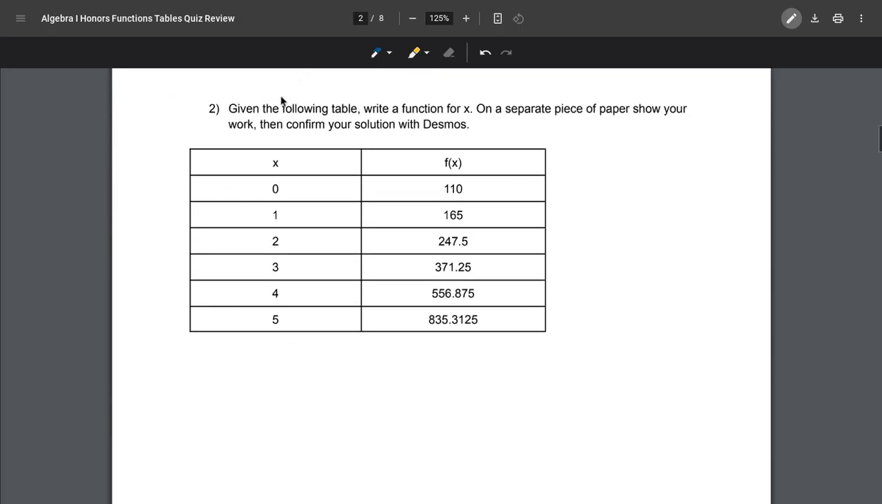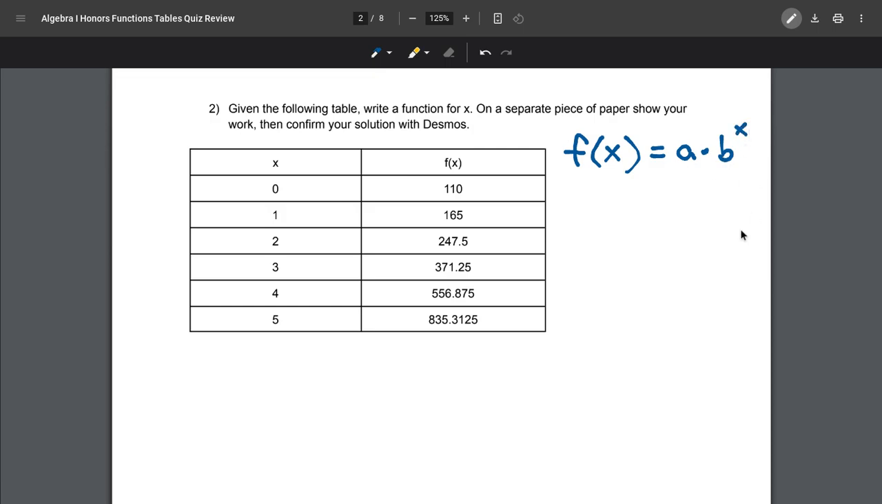All right, so given the following table, write a function for x. If I'm looking at this one, I see it doesn't look like there are steady increases. Now, if I know this is a quiz where we're dealing with linear and exponential functions, I'm assuming that this is an exponential function, and that would take the form of f of x equals a times b raised to the x power.